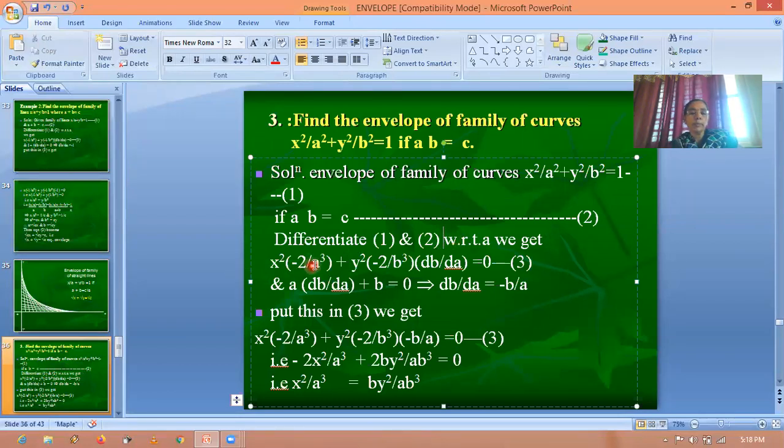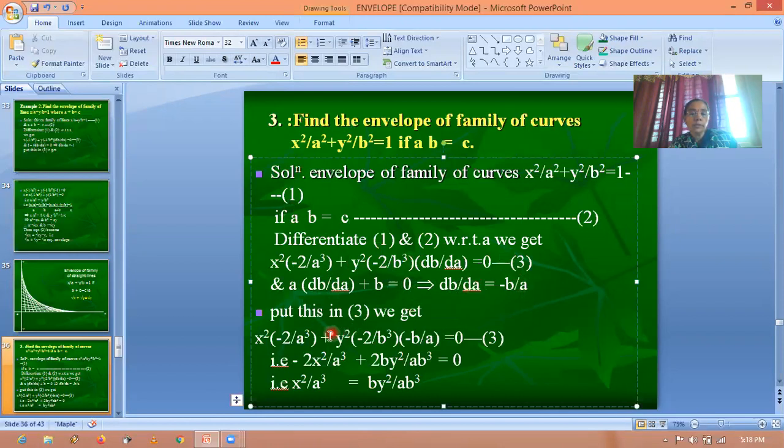Then we can get (x²/a³ − 2/a³)... y² times (−2/b³) into db/dA = 0. Same as the first example, let it be equation 3. Then for equation 2, you have to differentiate. That is a product rule you have to apply: a db/dA plus b into derivative of a, which is 1, derivative of c is 0. Therefore db/dA is equal to −b/a here.